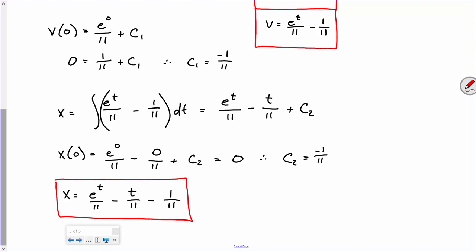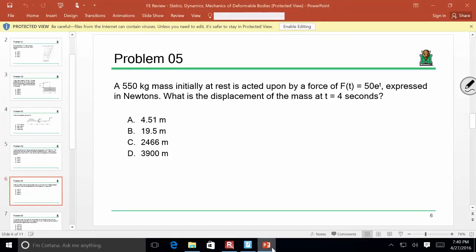What do we do from here? Plug in 4 seconds. So therefore x at 4 seconds is e to the 4 over 11 minus 4 over 11 minus 1 over 11, and that equals what? And going back to the problem.